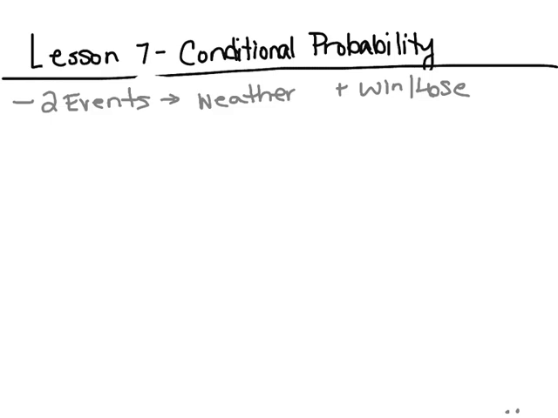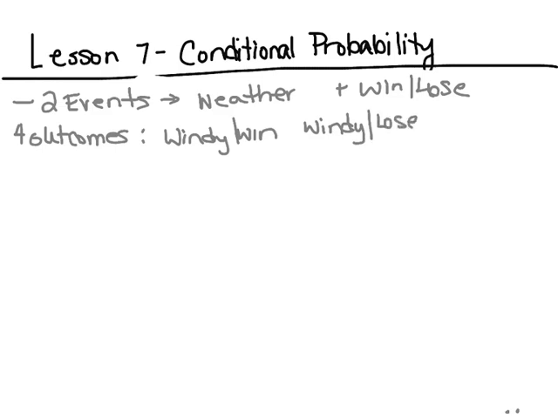We have 4 outcomes. It can be windy and they'll win. It can be windy and they'll lose. It can be calm and they'll win. And it can be calm and they'll lose. So we want to find the probability of each event.